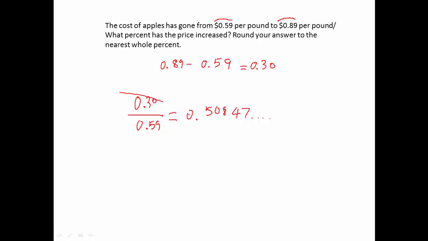So first, let's convert this decimal to percent. Remember, from decimal to percent, we move the decimal 2 places to the right. So this is 50.847%. But the question is asking for the whole percent, so we don't want the decimal point here. We want to convert it to the whole number, so we only take the 2 digits. We check the value after the second digit, which is 8. So 8 is bigger than 5, so we round this 0 to 1. So this is approximately equal to 51%.